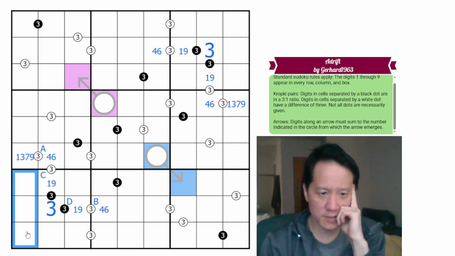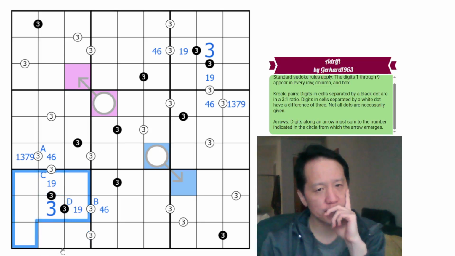The rest of this box... do we go that way? I don't know.